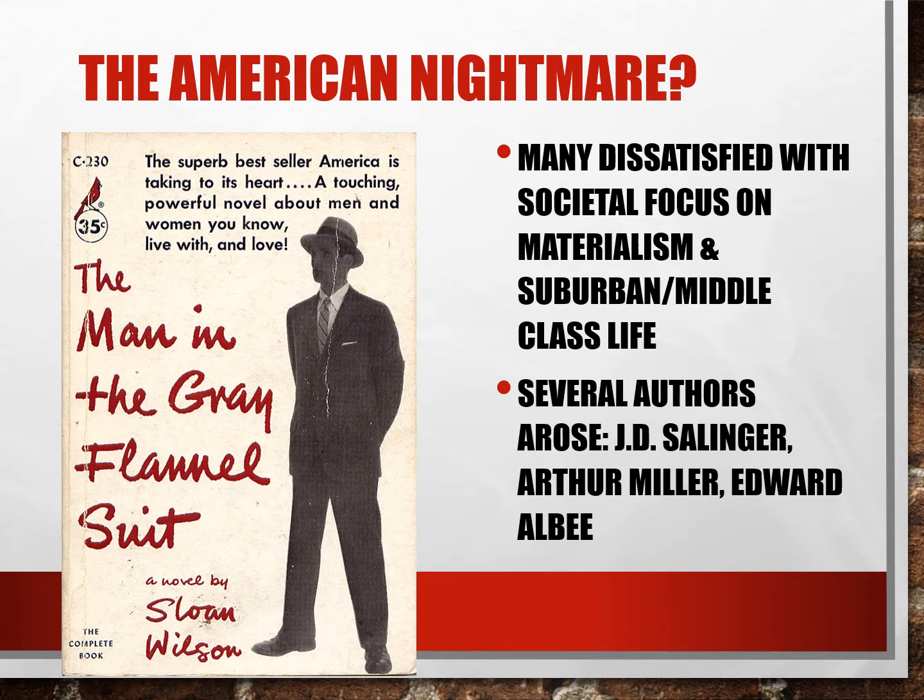So novels like The Man in the Gray Flannel Suit reflected the fact that many people didn't want to just live in a suburb and have 3 kids, drive to work every day. And in the same way that women were pushing back against this idea of being a housewife, a lot of the men were like, I don't take pleasure in this. I don't want to do this. I don't have any individuality.